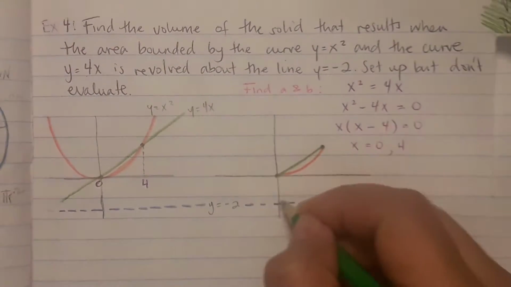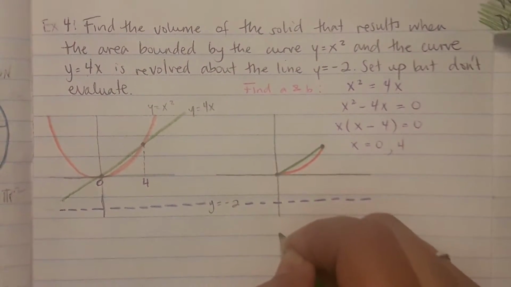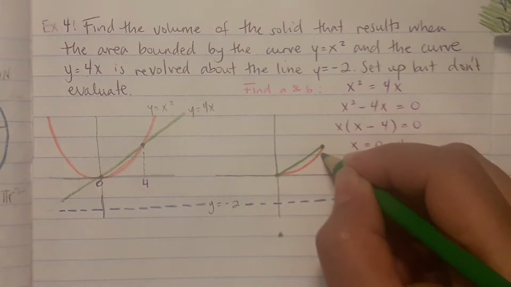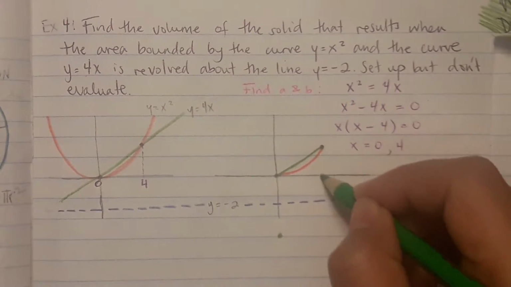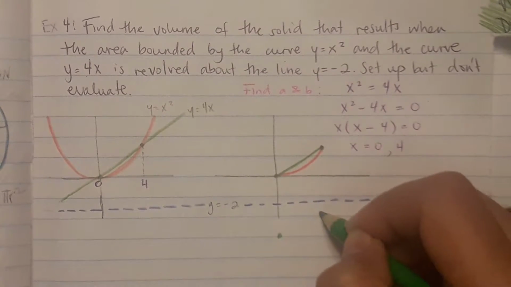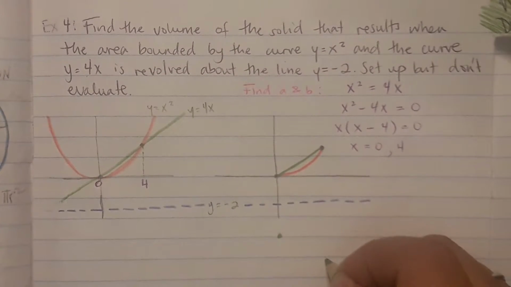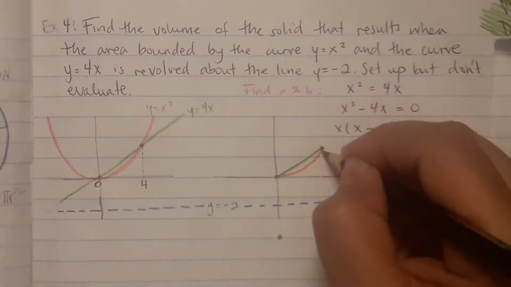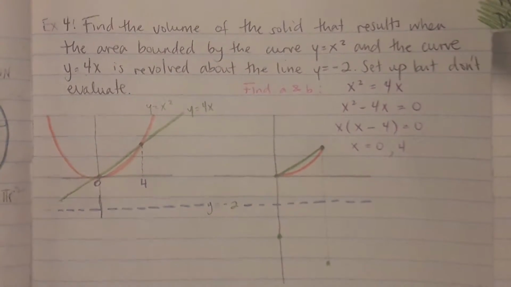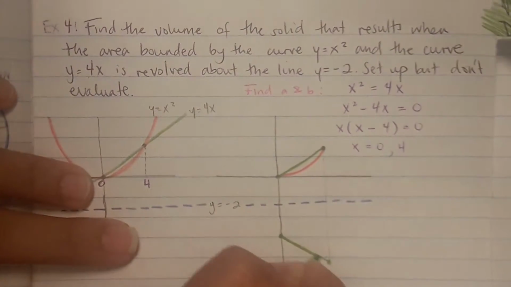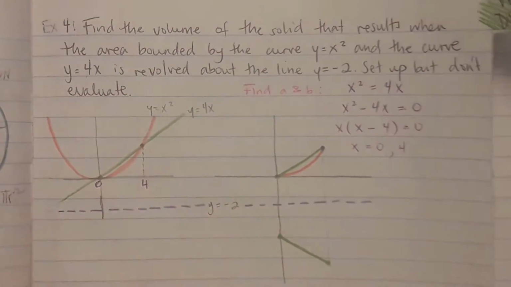And so again, next thing to do is reflect it. So I'm going to reflect that shape over my line of rotation, which in this case is not the x-axis or the y-axis, but a line. So it ends up looking like this when I flip it over.